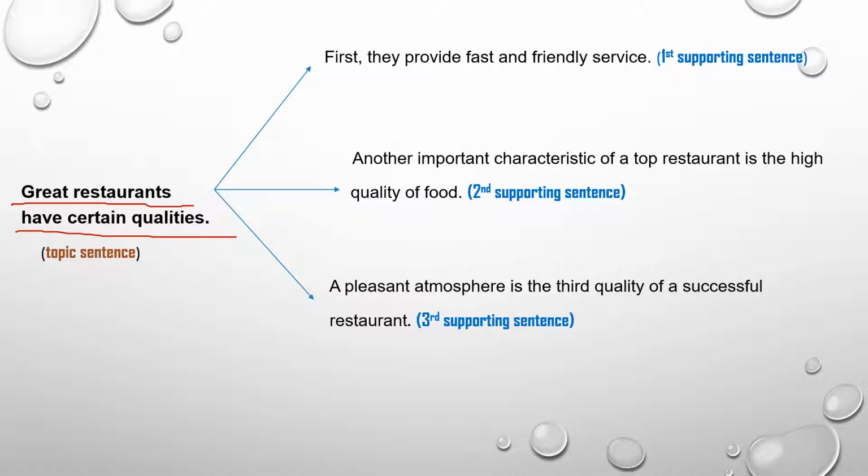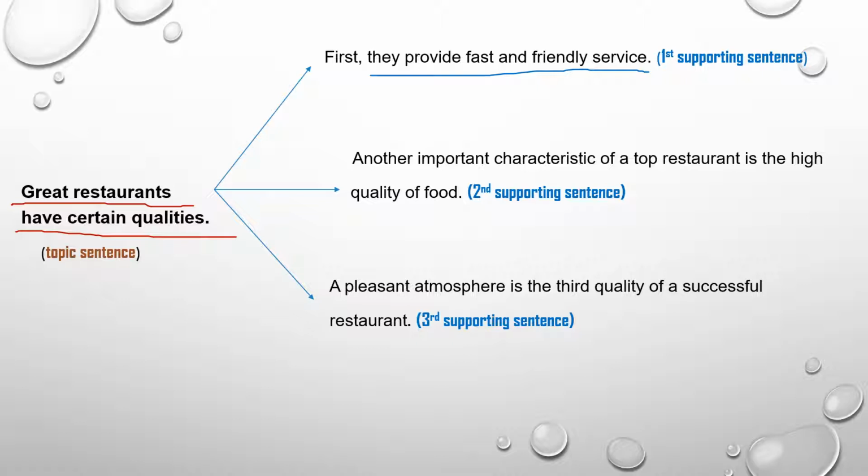Now, let's see what these supporting sentences are. So, the first supporting sentence is that they provide fast and friendly service. That's my first supporting sentence. So the first quality of great restaurants is that they provide fast and friendly service. Very good supporting sentence. It actually makes me agree with the topic sentence. That's right, they provide fast and friendly service.